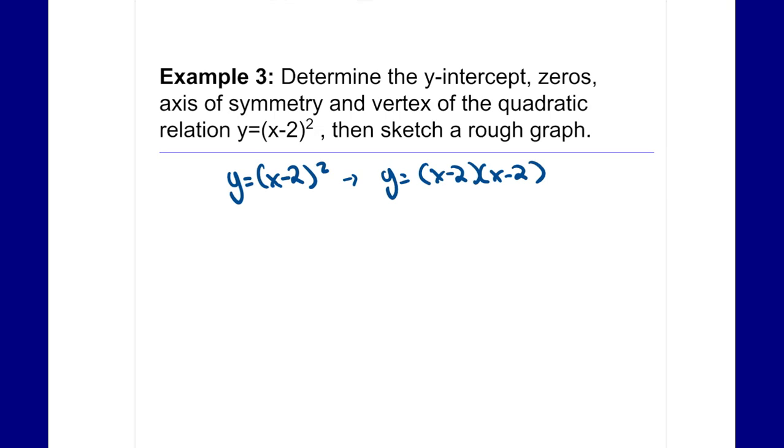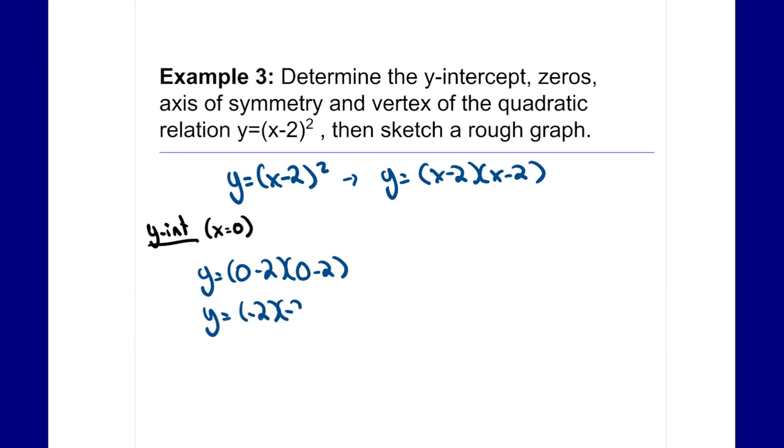First thing we're going to do is find our y-intercept. To find our y-intercept, we're going to say that x is 0. So in our equation, y is equal to 0 minus 2 times 0 minus 2, or -2 times -2, or y is equal to 4. So therefore, our y-intercept is (0, 4).